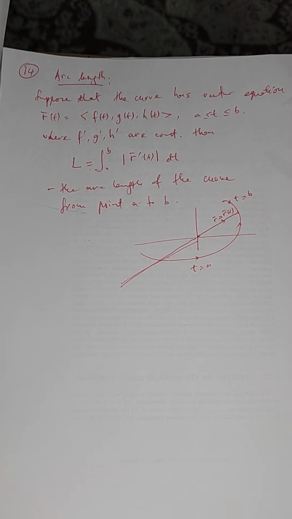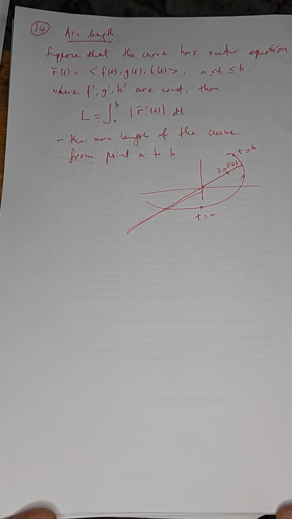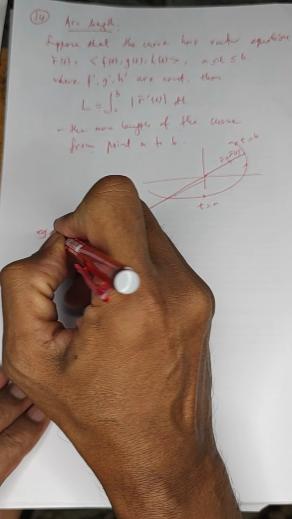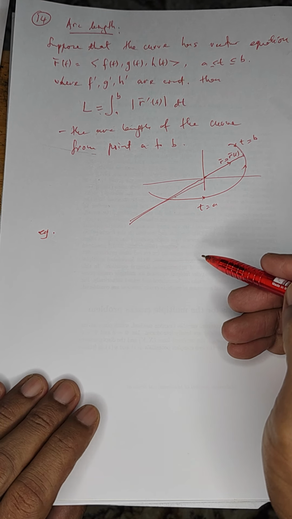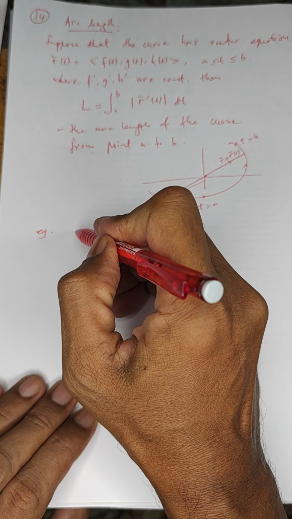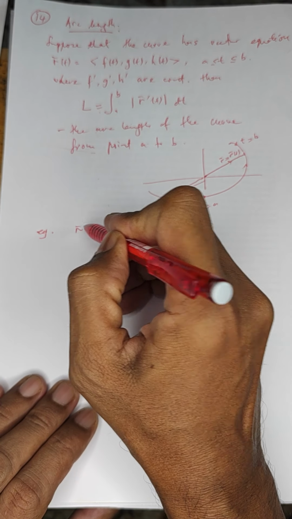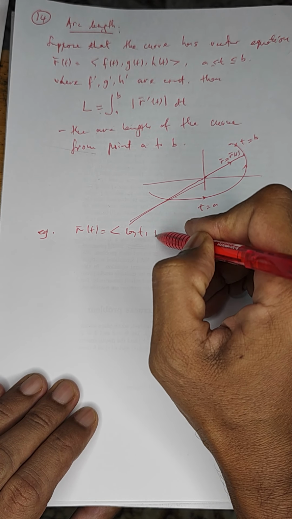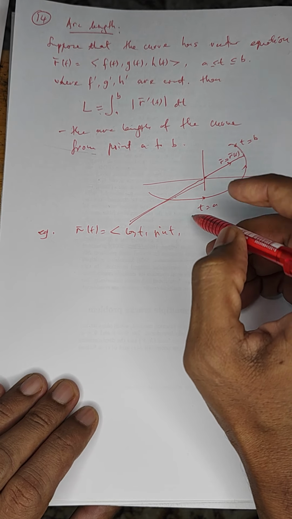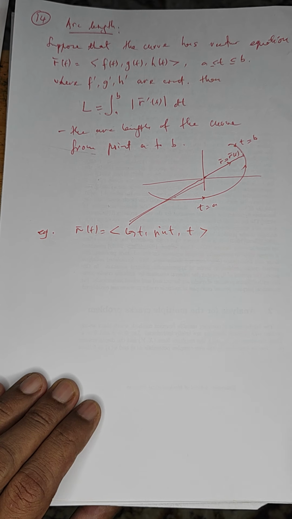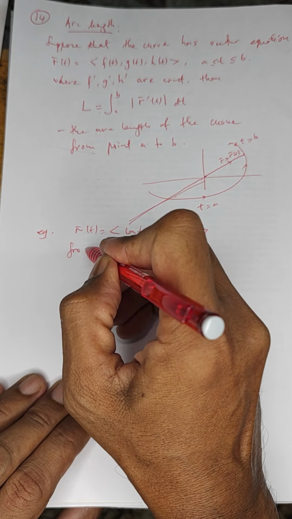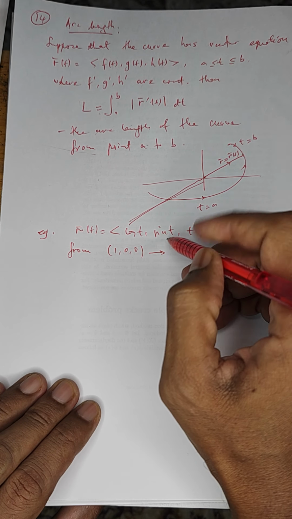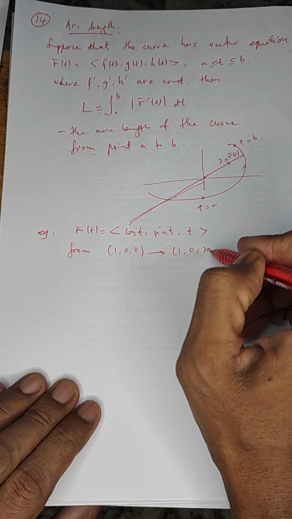Okay, let's say an example. I'll give you a quite simple example. If we were given r(t) as cos t, sin t and t, from the point 0 to the point 2 pi.